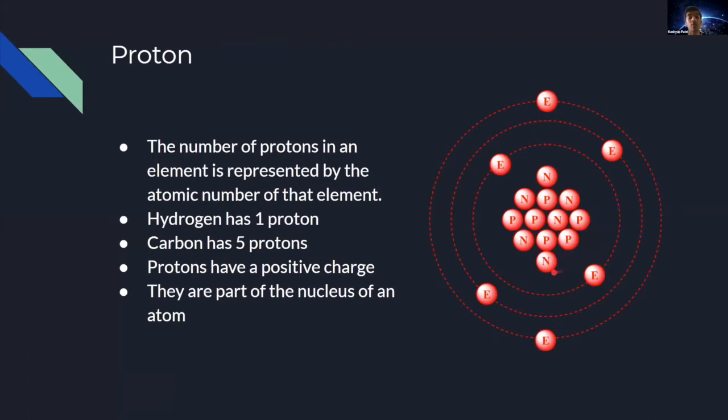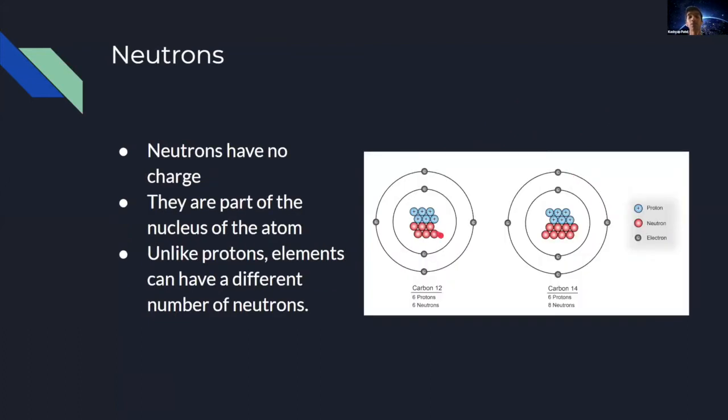Next are neutrons. Neutrons are also part of the nucleus. They don't have any charge, and unlike protons, where if there are 6 protons, that means it's carbon, a carbon atom does not need to have 6 neutrons. It can have 7 neutrons or 5 neutrons and still be a carbon atom.